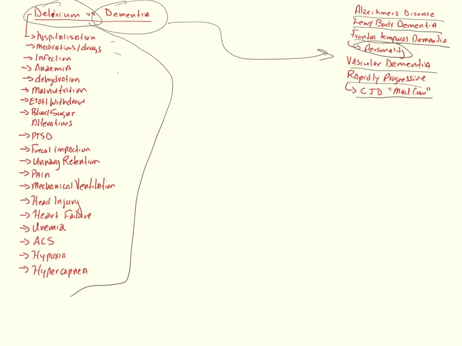And so here are just some other problems: hypercapnia, hypoxia, acute coronary syndromes, uremia, renal failure, heart failure, head injuries, being in lots of pain, being on a ventilator, having fecal or urinary retention, post-traumatic stress reaction, blood sugars too high or too low, alcohol and other drug withdrawal, malnutrition, dehydration, anemia, infections, medications, and just being hospitalized, just being taken out of your normal environment will make you more prone to developing delirium.